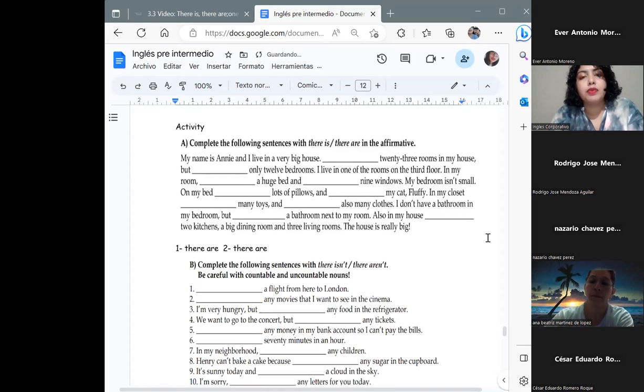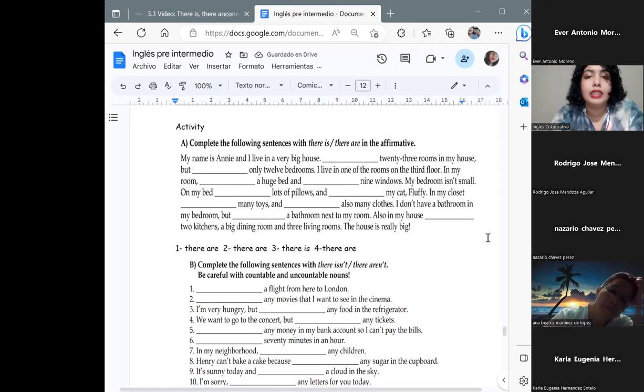I live in one of the rooms on the third floor. Vivo en uno de las habitaciones o en uno de los cuartos del piso número 3 o de la tercera planta. In my room, en mi habitación, a huge bed, una cama grande. There is, there are? There is a huge bed. Hay una cama grande. And 9 windows, 9 ventanas. There is, there are? There are. Very good. There are 9 windows.